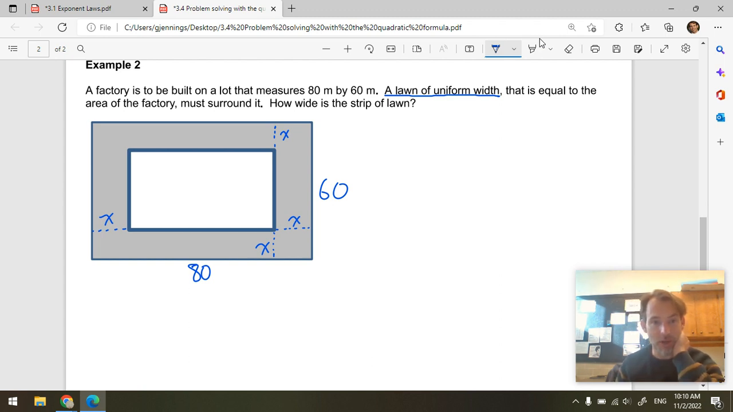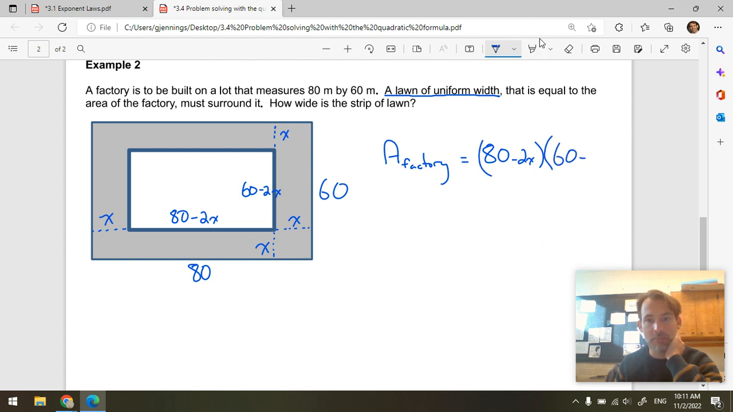This side along the bottom is going to be 80 long, but I have to take away the lawn twice, so I'm going to take away 2x. And then the width of the factory, which in this diagram is kind of the height, is going to be 60, but I also have to take away 2x. Now I have an equation that I can create. Area of factory is equal to 80 minus 2x multiplied by 60 minus 2x. That is going to lead us to the right answer.